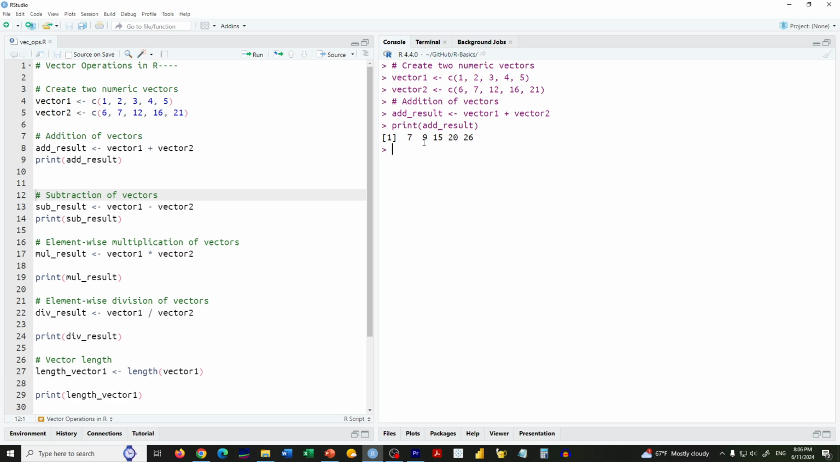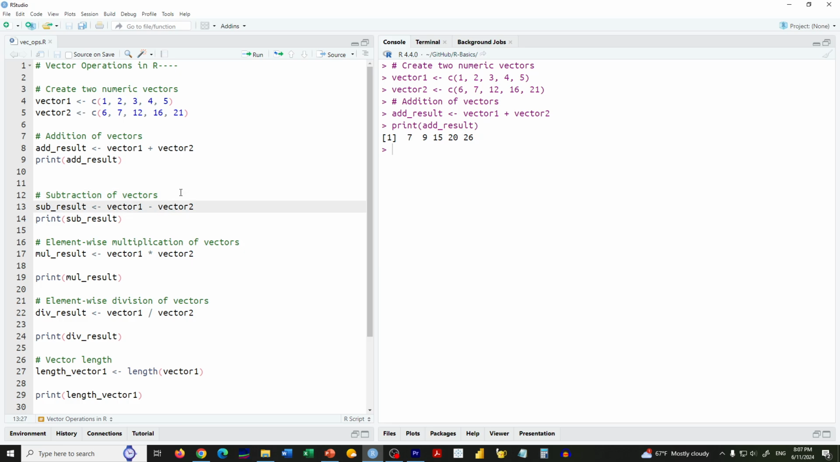The way R performs the addition of the vectors is it picks up the first element of the first vector and it picks up the first element of the second vector and then it adds those two values. So the answer is 7. Similarly, it performs element-wise addition for all the elements in the vectors.